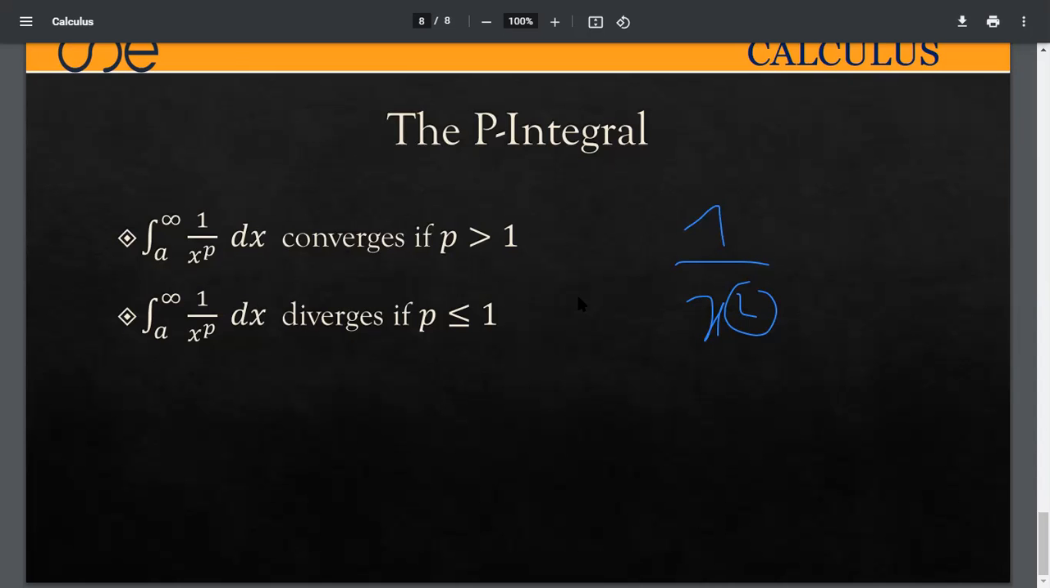This is why I say that if I have the integral from a to infinity of 1 over x to the power p, it's enough for me to know the behavior of this type 1 improper integral, which is convergent if p is greater than 1 and divergent if p is less than 1.